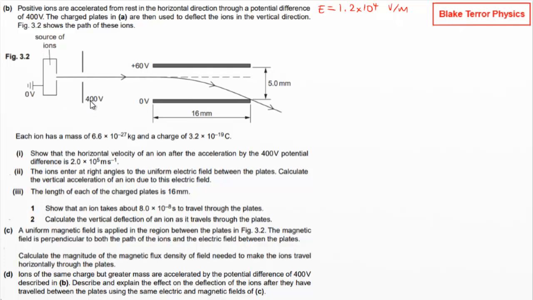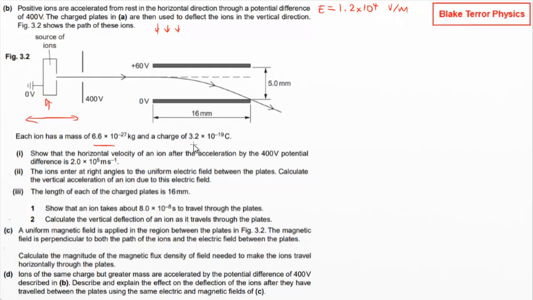Positive ions are accelerated from rest in the horizontal direction through a potential difference of 400 volts. Right, okay, yeah, so this is the usual setup. We've accelerated some ions out of here through this 400 volt potential difference. Then we direct them between the parallel plates where we've got the electric field, and then they're going to bend off. We can see that it's positive ions because remember our electric field, the arrows, they're all going from high to low on the voltage. So that's telling us the direction that the positive ions are going to be moving in. So they're bending down in this case. If it had been electrons, they would have been bending upwards.